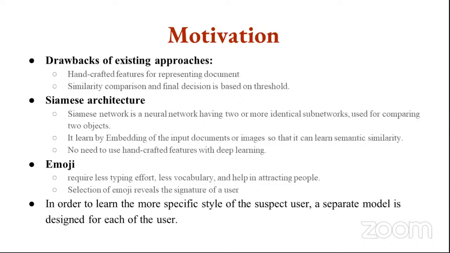In authorship verification, you already have some documents written by the same author, and you have to make a comparative study of whether the unknown document is very similar to the known documents or not. For that, a Siamese architecture is used. A Siamese network is a neural network having two or more identical subnetworks used for comparing two objects. So basically, Siamese is a comparing network. It compares two texts and says whether these two objects or texts are identical or not. It learns by embedding the input documents or images so that it can learn semantic similarity.